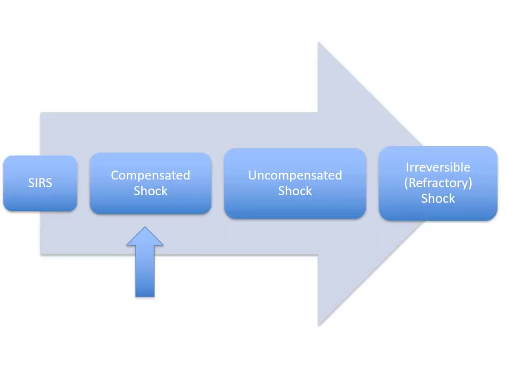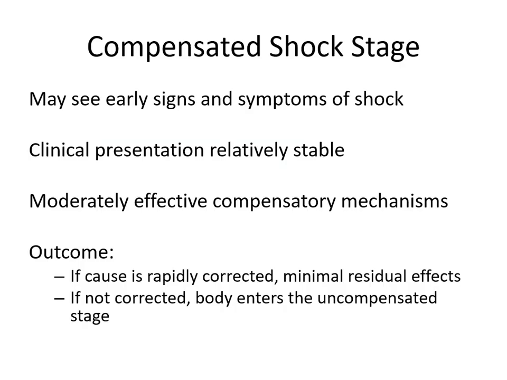The next stage we will discuss is compensated shock. In compensated shock, we may see early signs and symptoms of shock. The clinical presentation is relatively stable, and at this point there are moderately effective compensatory mechanisms in place. The outcomes are as follows. If the cause is rapidly corrected, there are minimal residual effects. If it is not corrected, the body enters the uncompensated stage.